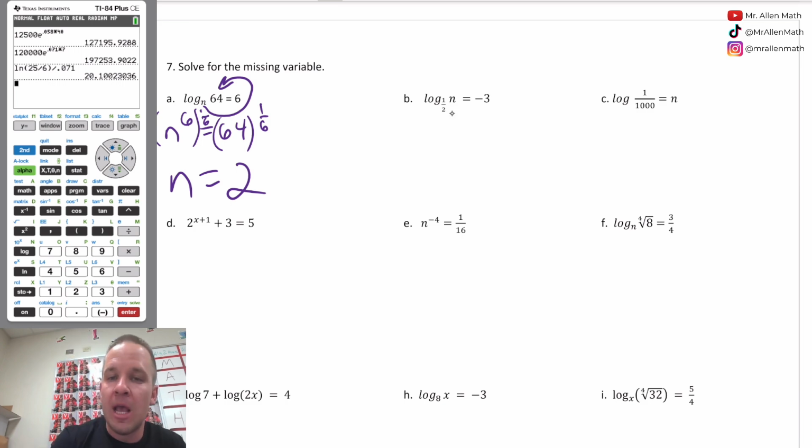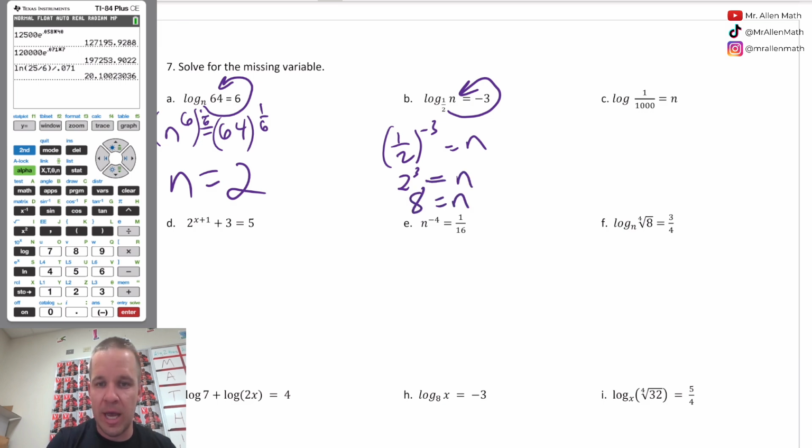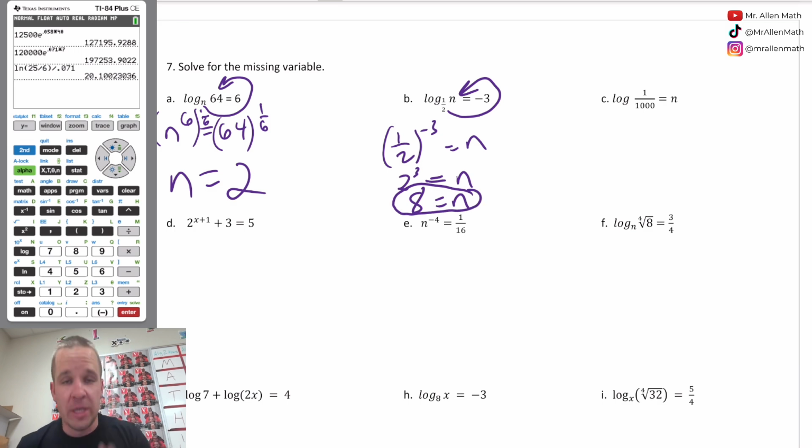All right, next one here. I've got 1/2 raised to the -3rd equals n. Negative exponents don't give us negative numbers. They give us reciprocals. So let's think about it this way. Really what I have here is 2 raised to the +3rd, reciprocal, equals my n. That's a big equal sign. There we go. And so we get 8 equals n. Beautiful. All right. So again, reciprocals, not roots. Doesn't give us negative numbers. Awesome.